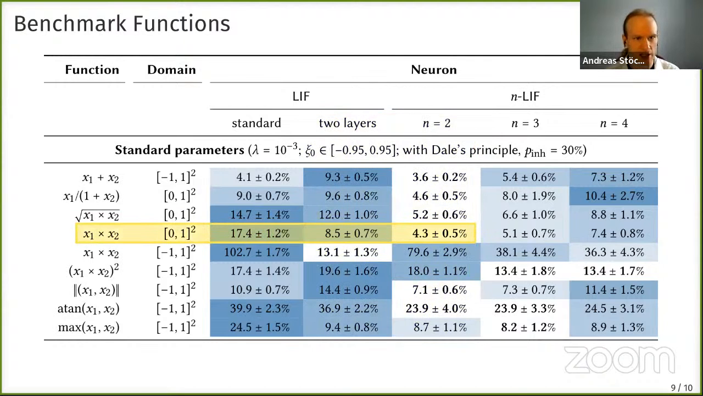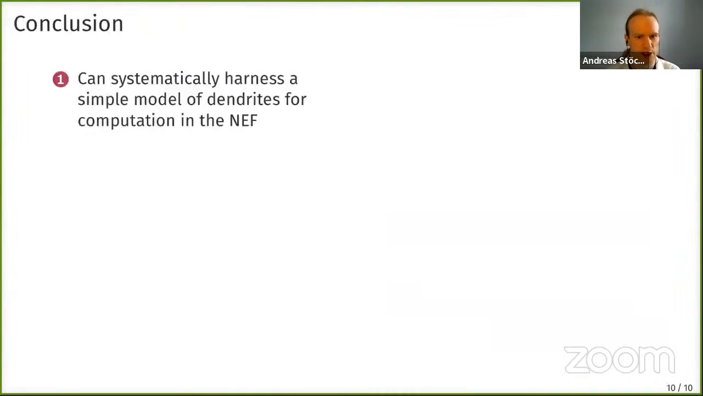Particularly note that the two compartment neuron is really good at computing the product between x1 and x2 over the positive numbers, which is similar to gain modulation. And as we just saw, if we go to three compartments, then we can approximate four-quadrant multiplication relatively well.